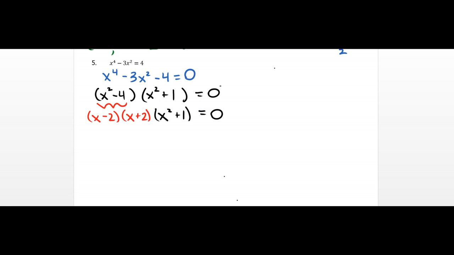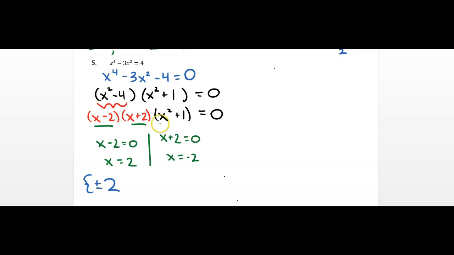So now that we've factored this completely, we're going to set each of these quantities equal to 0. So x minus 2, if that is equal to 0, then x is equal to positive 2. So one of our solutions to this equation is going to be just positive 2. Another solution, okay, if we set x plus 2 equal to 0, then x equals negative 2. So another solution is negative 2. So I can write this as plus or minus 2 to get both of those.